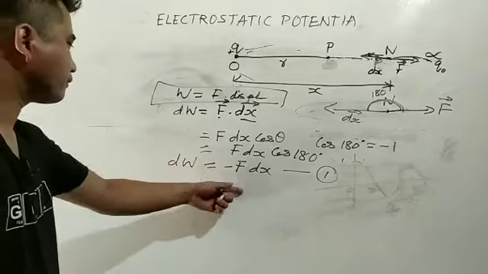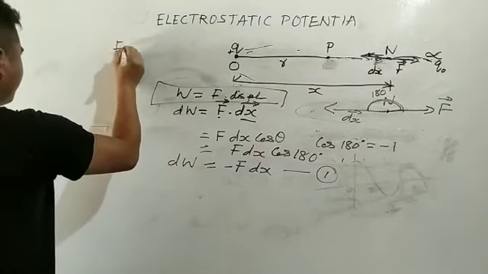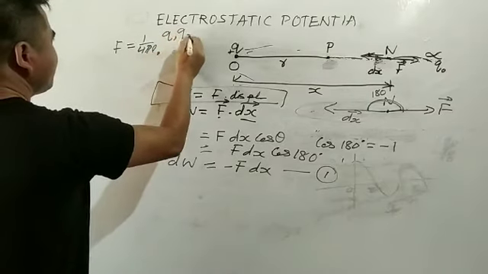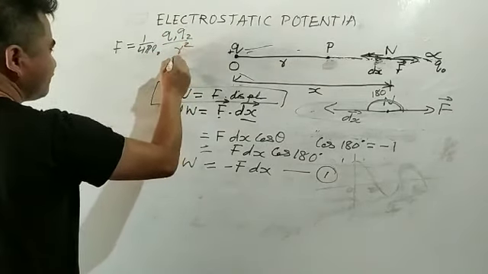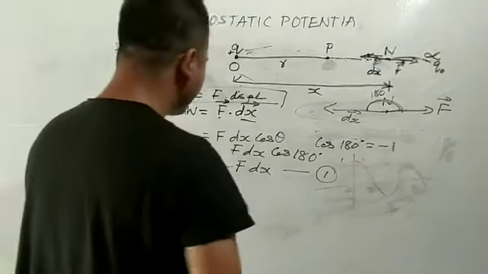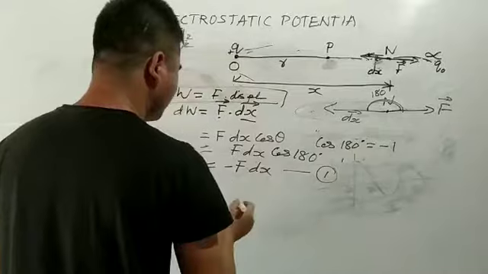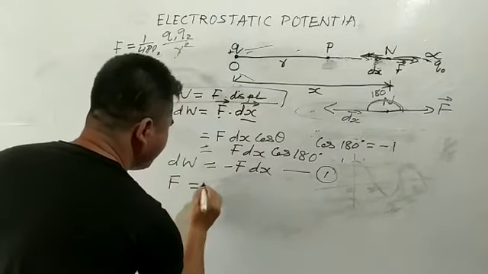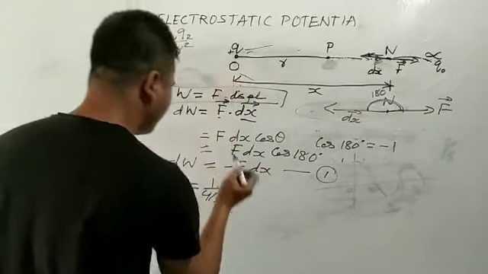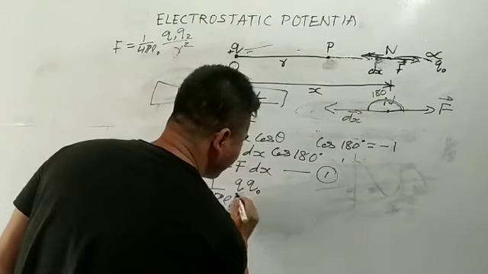Now, what is this force? It is the electrostatic force. We have already studied that F equals 1 by 4 pi epsilon naught Q1 Q2 by R square, where R is the distance between Q1 and Q2. Now in this case, F will be 1 by 4 pi epsilon naught, Q1 will be Q, into Q2 will be Q naught, by R square.